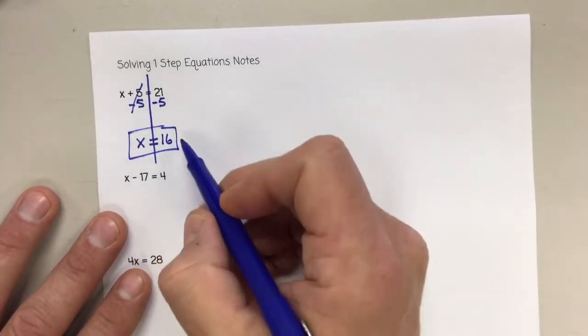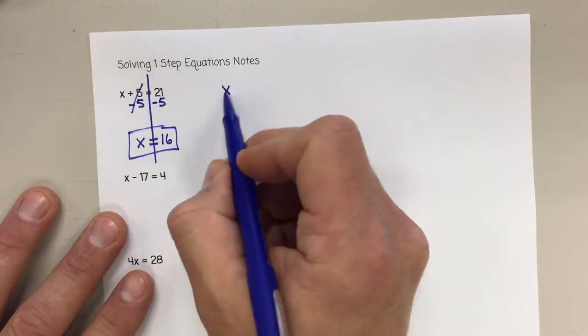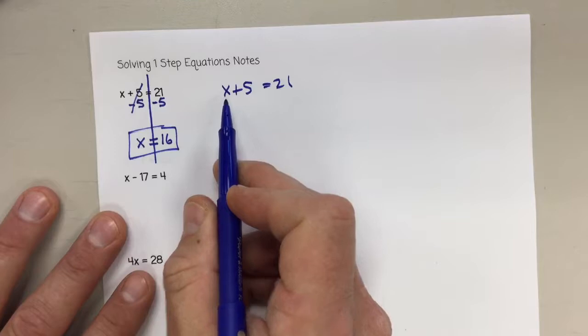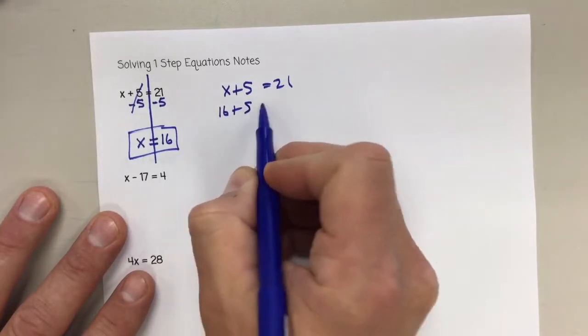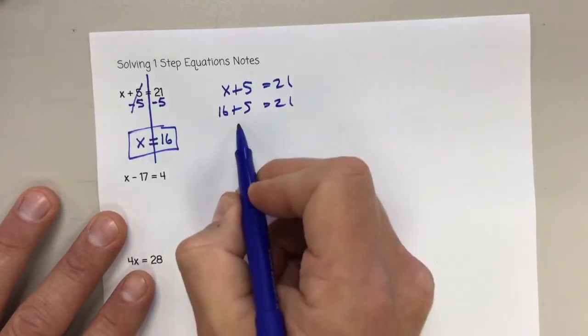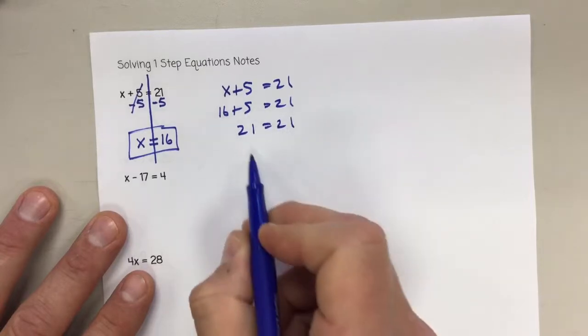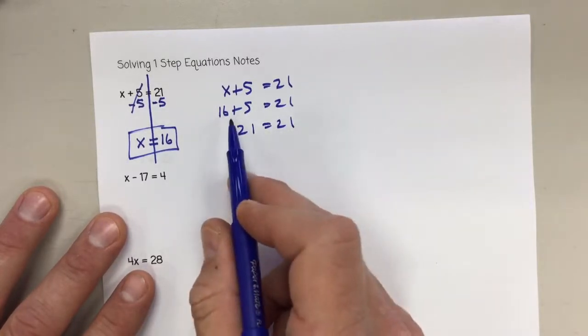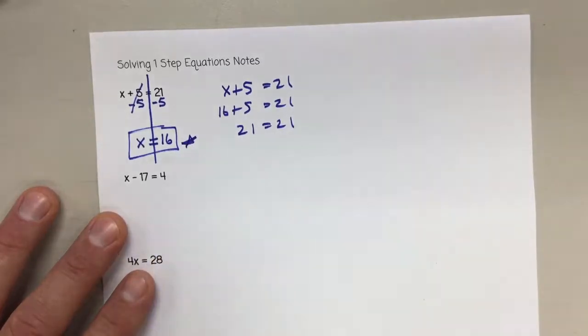Now, when we're solving equations, we can always check to make sure we're right by taking the value we find for x and actually plugging it back into the equation. And you can quickly see that I get an expression at the end that is equal. 21 equals 21. So my answer of 16 was correct.